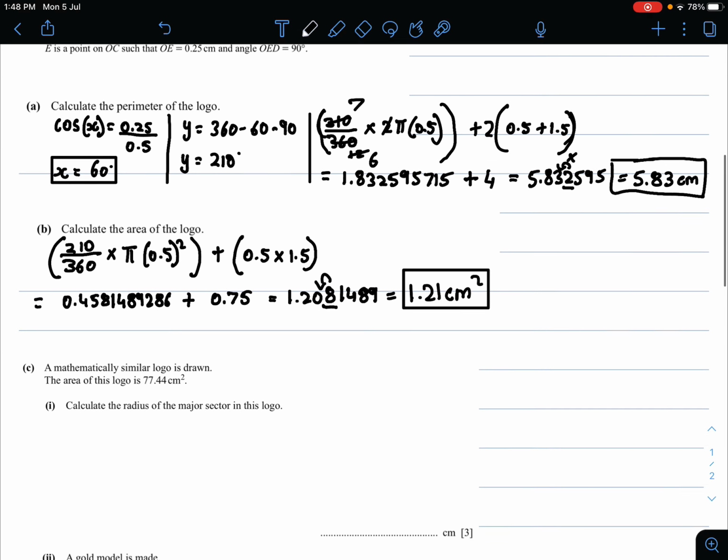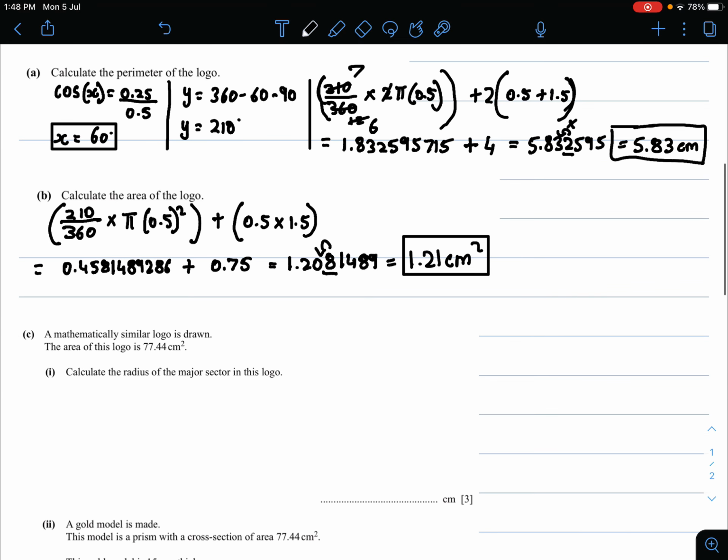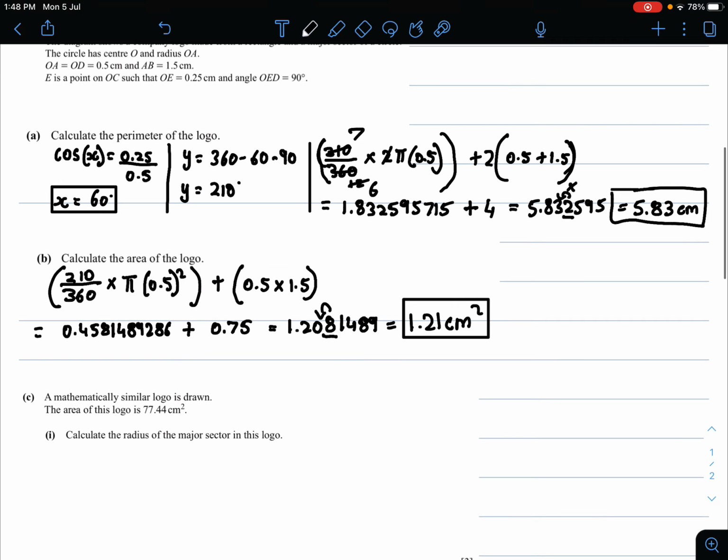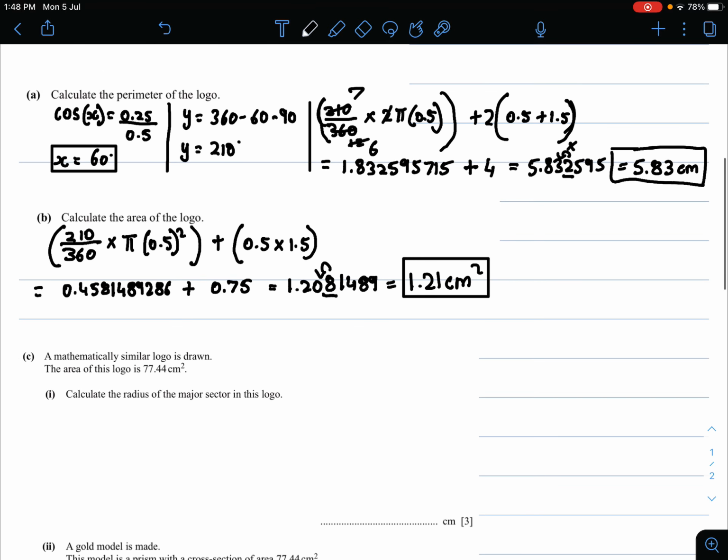Now let's move on to part C. A mathematically similar logo is drawn. The area of the logo is 77.44 centimeters squared. Calculate the radius of the major sector in this logo. So we know the radius of the original logo, and we know the area of the original logo as well.